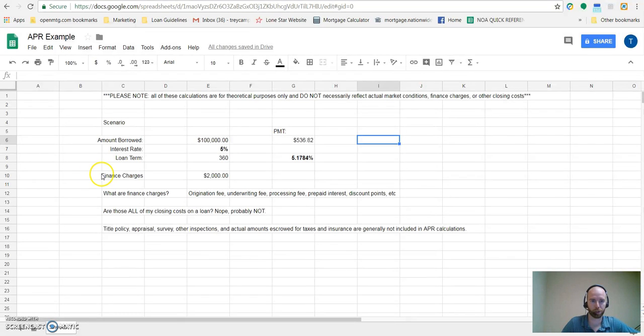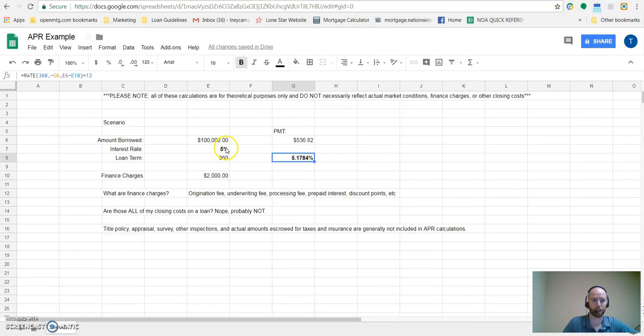So to show you how to calculate that, if your interest rate on your mortgage is 5%, which you can see highlighted there, and you've got an extra 2 grand of finance charges, which could be an origination fee, an underwriting fee, prepaid interest, really anything that is associated with the financing of your loan, right? Then you can see that your APR is actually going to be higher than your interest rate.